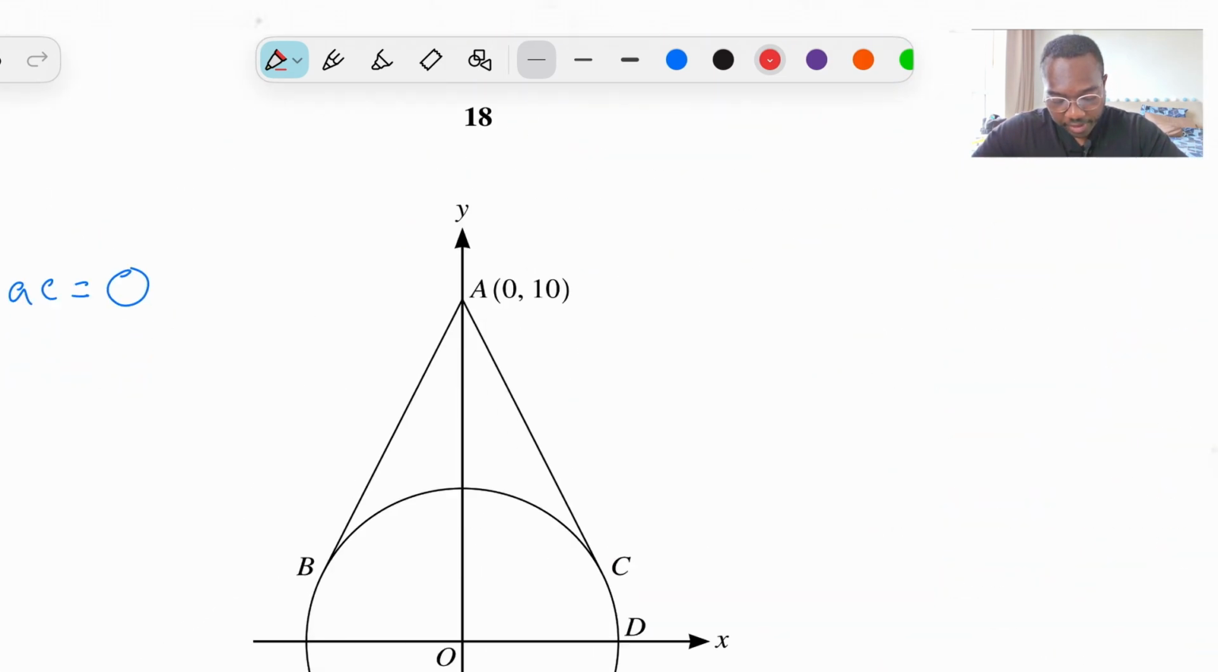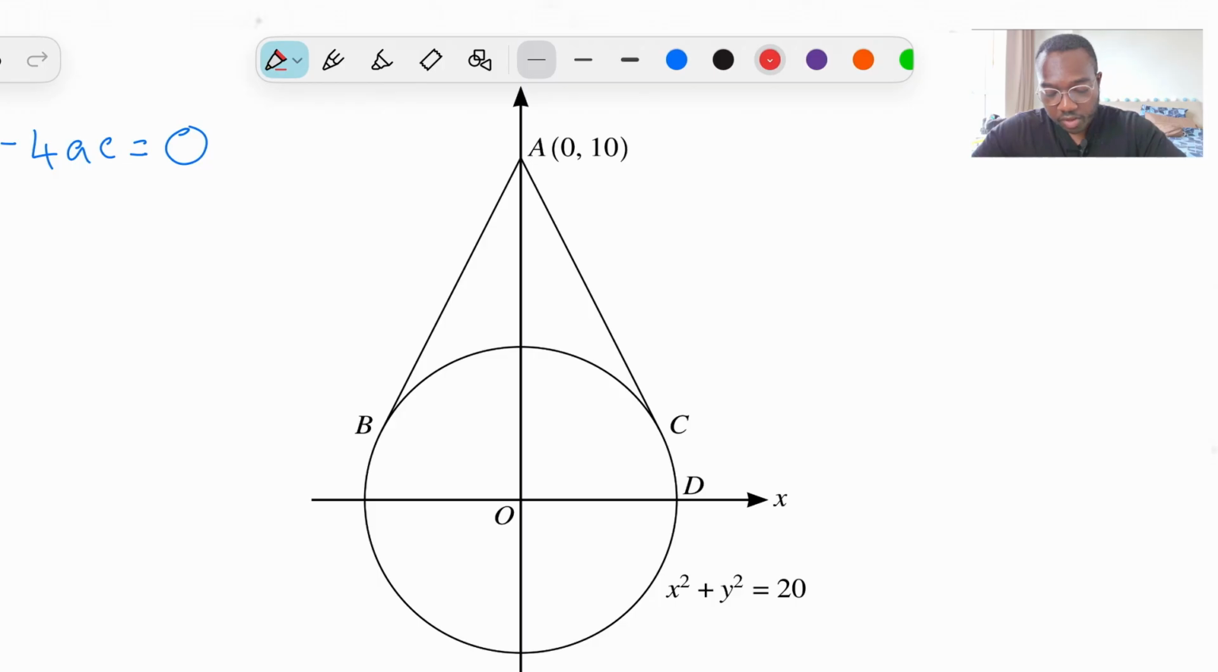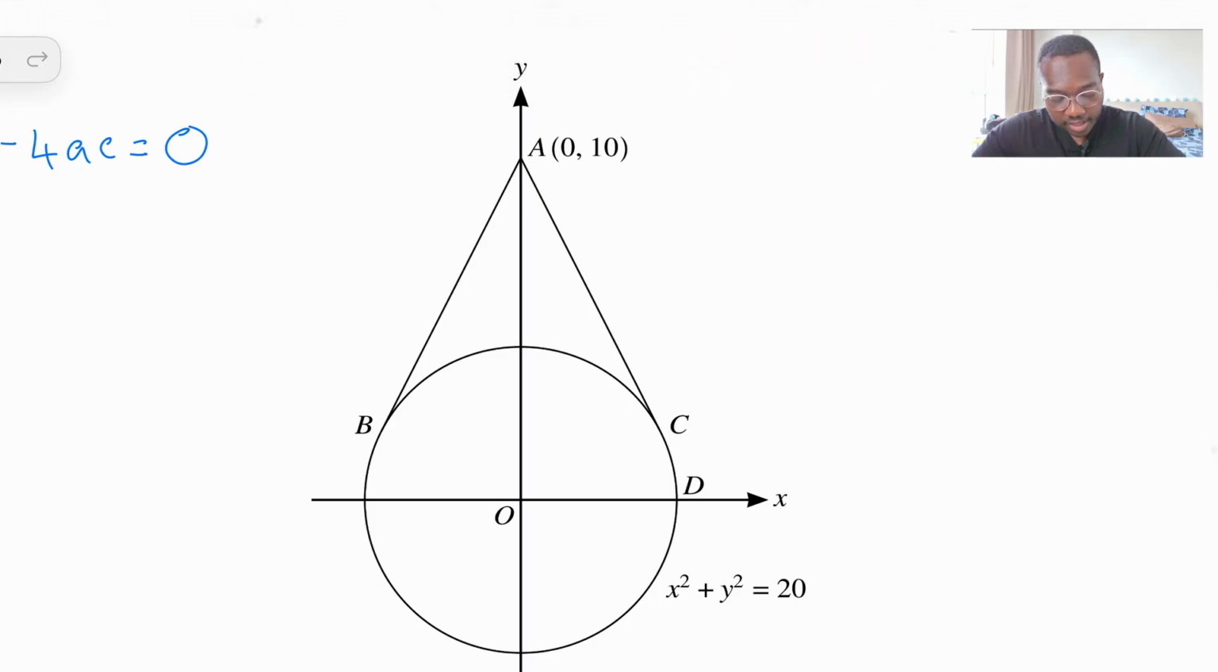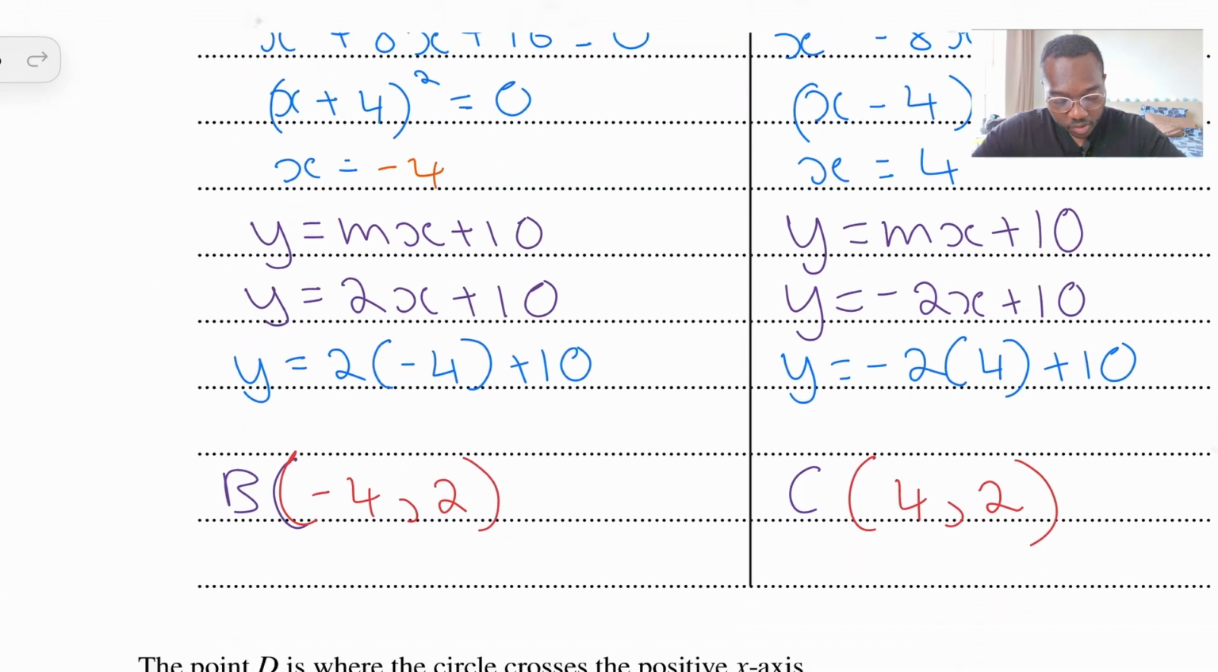If you look at that, it does make a lot of sense, because this line is in that quadrant, so you should get a negative x value, which we do, and a positive y value. And then for this c value, it's in this quadrant here, which should give a positive x value and a positive y value. So yeah, minus 4, 2 and 4, 2. And that's that question done.